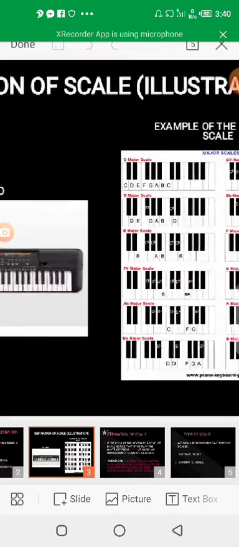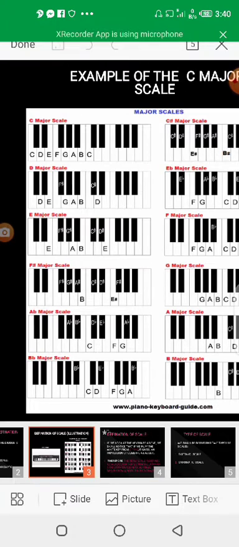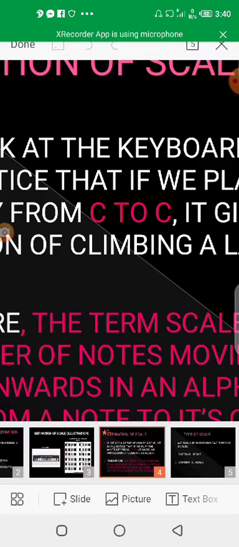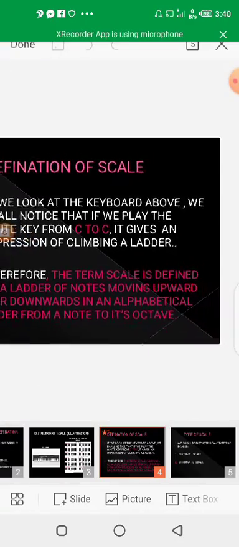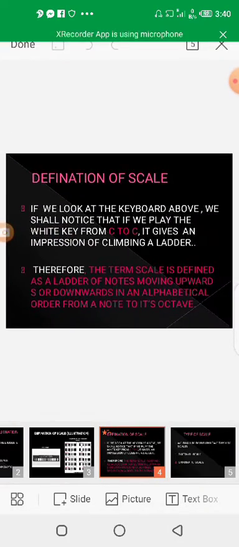It could also be D. You start from here: D, E, F sharp, G, A, B, C sharp, D. Then you come down. It's also going to spell the same thing. Okay, so having said that, I'm sure you understand what we're trying to talk about now.